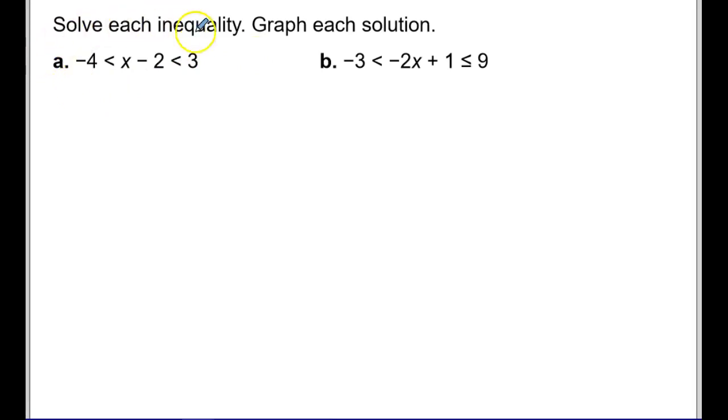So here, with this first one, I want to get x by itself, right? That's always when we're solving, when I get the variable by itself. So in order to do that, I want to add 2. But I don't want to add 2 just in the middle. I have to add 2 over on this side, and I have to add 2 over on this side.